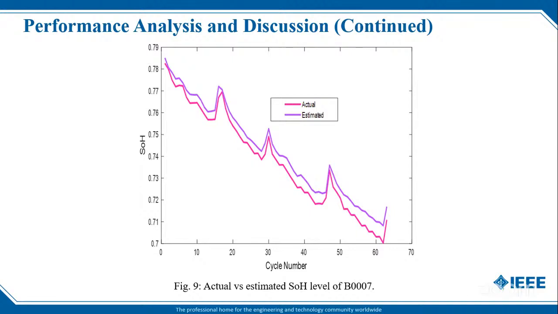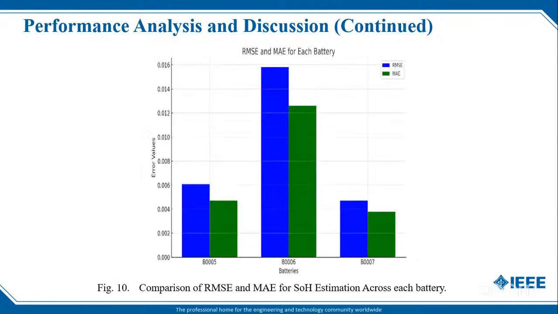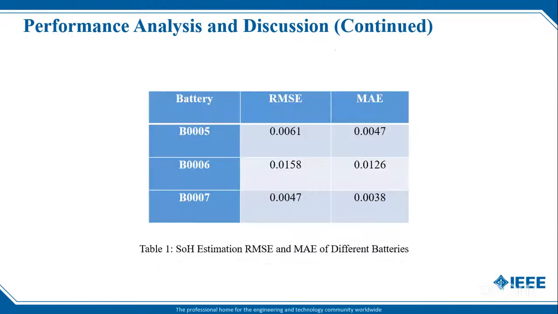For battery B0007, we saw the actual and the estimated SOH level. Here is our comparison chart for RMSE and MAE of the SOH estimation across the batteries, the root mean square error and the mean absolute error difference of the batteries. For B0005, the RMSE value is 0.0061 and the mean absolute error is 0.0047.